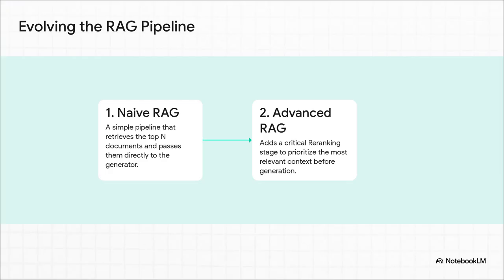And here's what that change looks like. A naive or simple RAG system just retrieves some results and shoves them straight to the language model. The advanced pipeline, though, adds that absolutely critical middle step, re-ranking. We use our fast Bi-Encoder to get a big list of candidates, and then we use our accurate cross-encoder to resort that list before we even think about generating an answer.